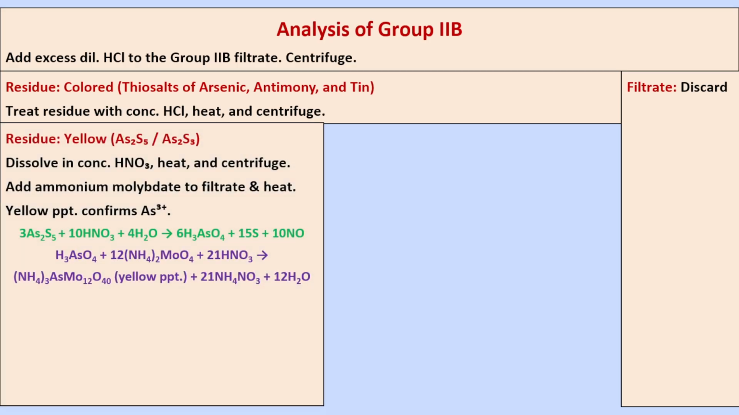If the residue appears yellow, it suggests the presence of arsenic in the form of its sulfide. This yellow residue is dissolved in concentrated nitric acid and heated to ensure complete dissolution. After centrifugation, the filtrate is collected and a few drops of ammonium molybdate solution are added. Gently heated, the formation of yellow precipitate of ammonium phosphomolybdate confirms the presence of arsenic.